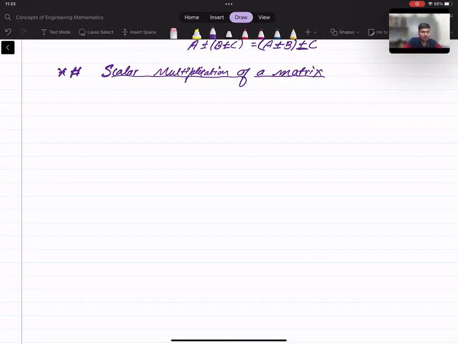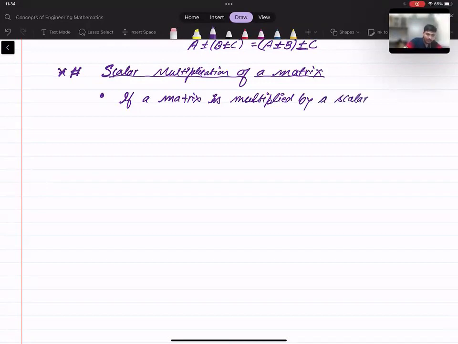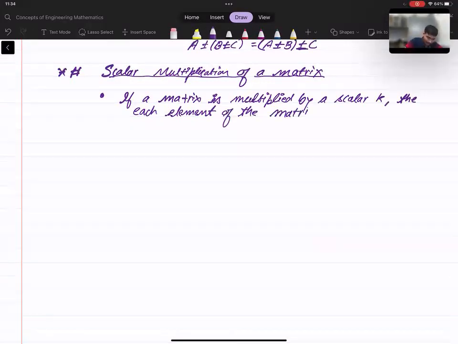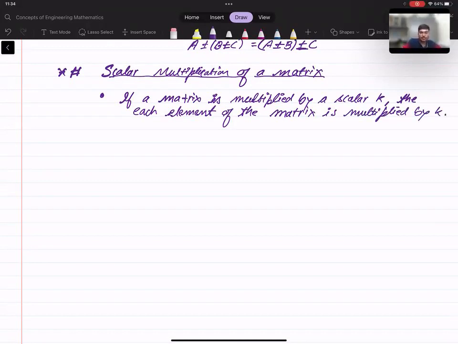Okay. So the rule of scalar multiplication of matrices says that if a matrix is multiplied by a scalar k, then each element of the matrix is multiplied by k. Okay. So how is this done?